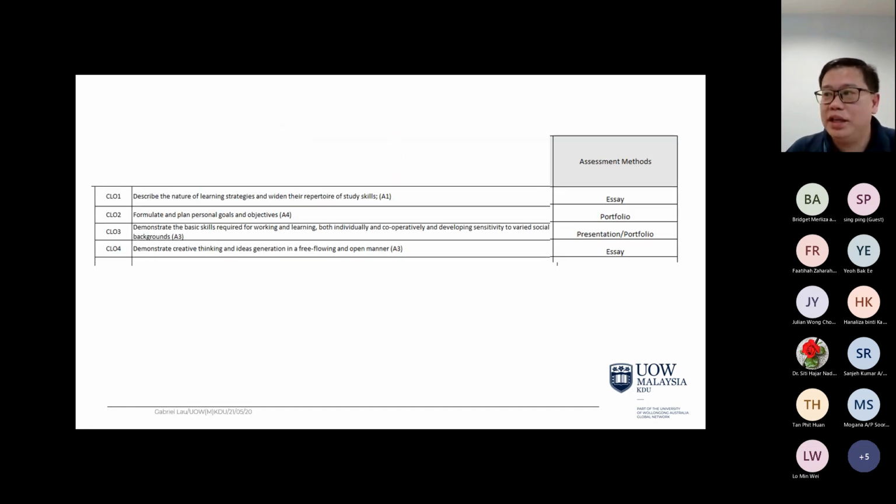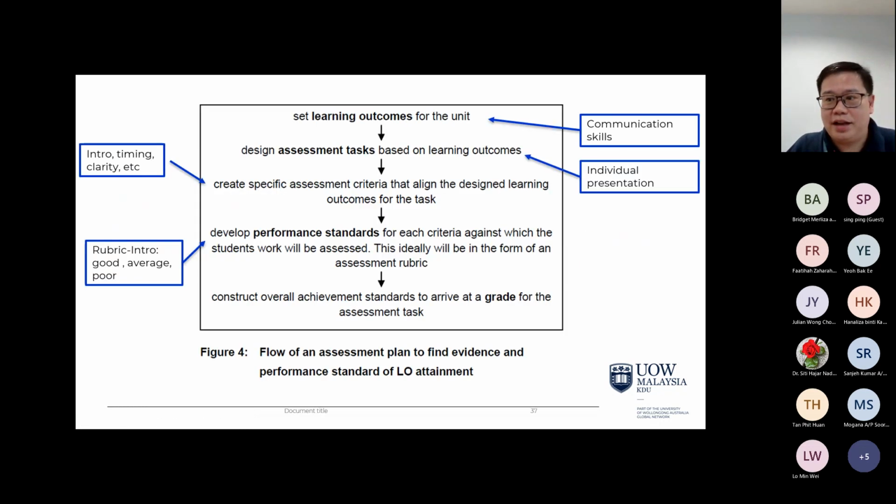So currently, where are we? This is a simple one that was extracted from Table 4. This is the assessment method. Can we change this? Yes, we can. You do program review, course review, and curriculum review. During the curriculum review, you will look and evaluate accordingly. Then, the flow of assessment plan to find evidence and performance standard of LO attainment.